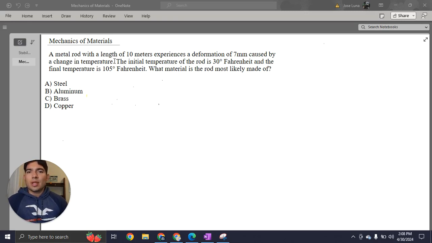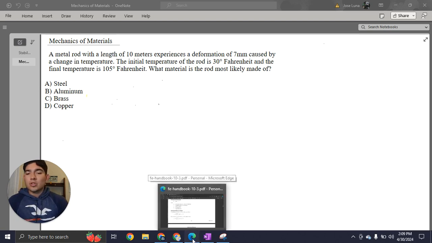Today we're going to be doing a mechanics of materials problem for the FE exam prep. In this case, we have a metal rod that is 10 meters long and it experiences 7 millimeters of deformation. The deformation is due to a change in temperature, and we're given the specifics on the initial temperature and the final temperature. And what we are asked to solve for is we need to find out the material of the metal rod.